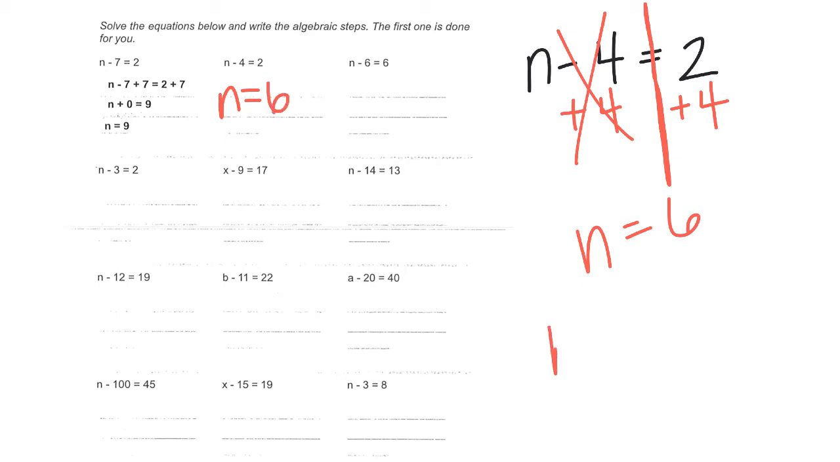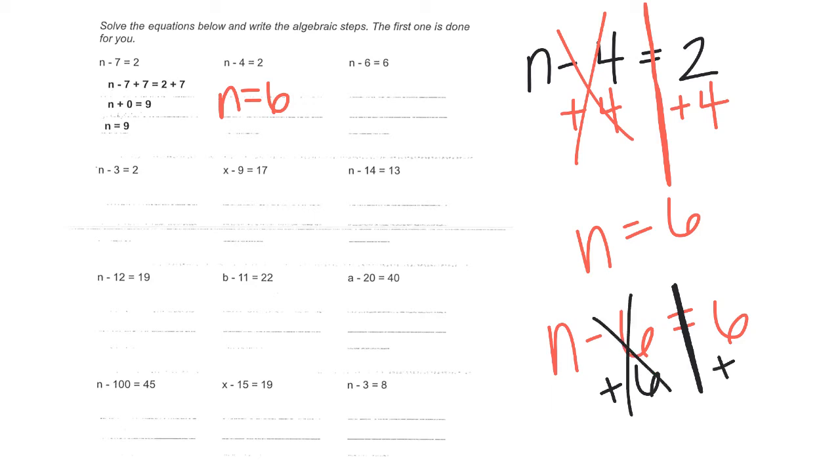Okay, the next one says n minus 6 equals 6. So to solve this one, I'm going to draw that wall so I remind myself to do things on both sides. The opposite of subtraction is addition, so I would add 6 on this side, cross it out, add 6, so I'm left with n equals 12. N equals 12.